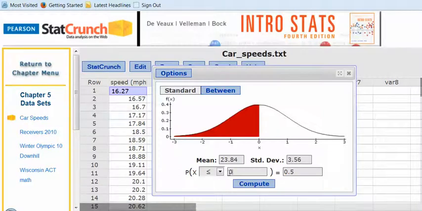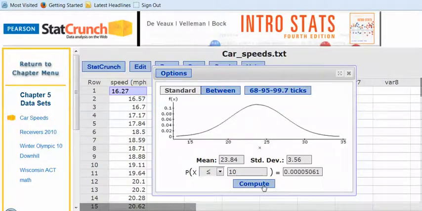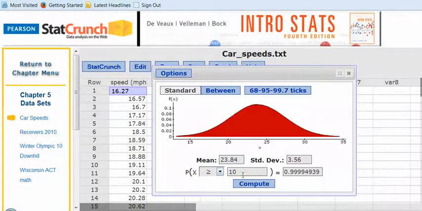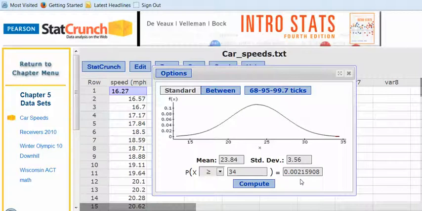And now let's talk about that car that was going 10 miles per hour. Let's find the probability, if we select one car, that it would be going less than 10 miles per hour. And there's the probability. It's pretty small. And let's go ahead and switch over and do the car that was going 34 miles per hour. And that one's a larger probability.